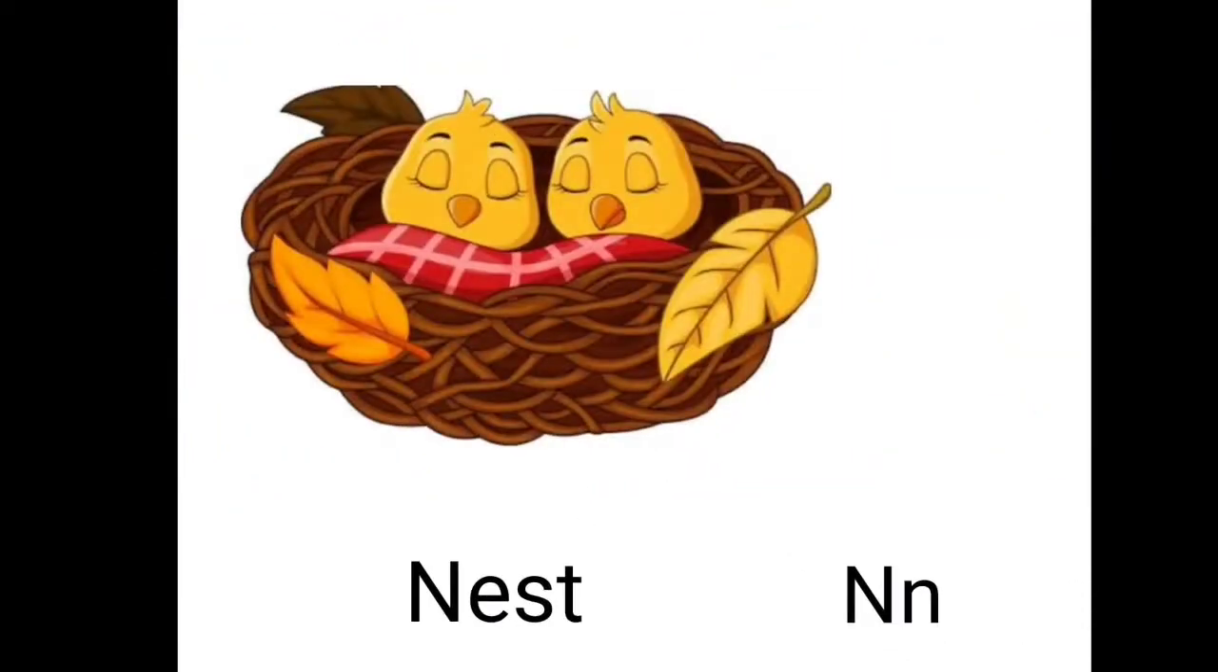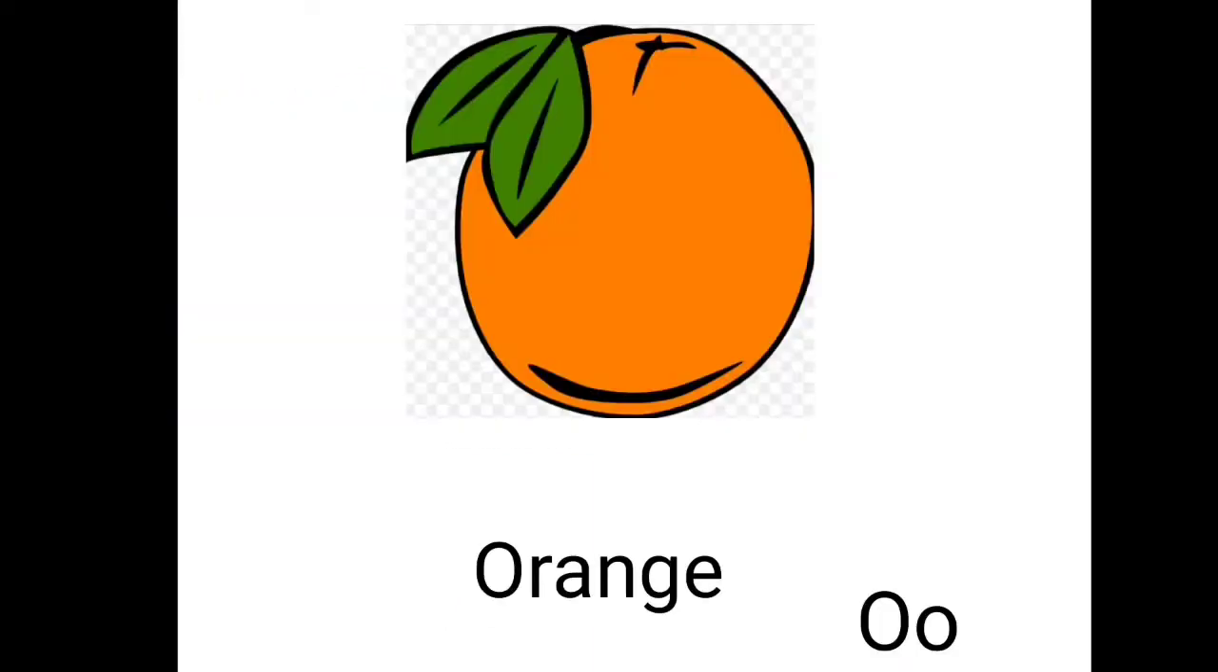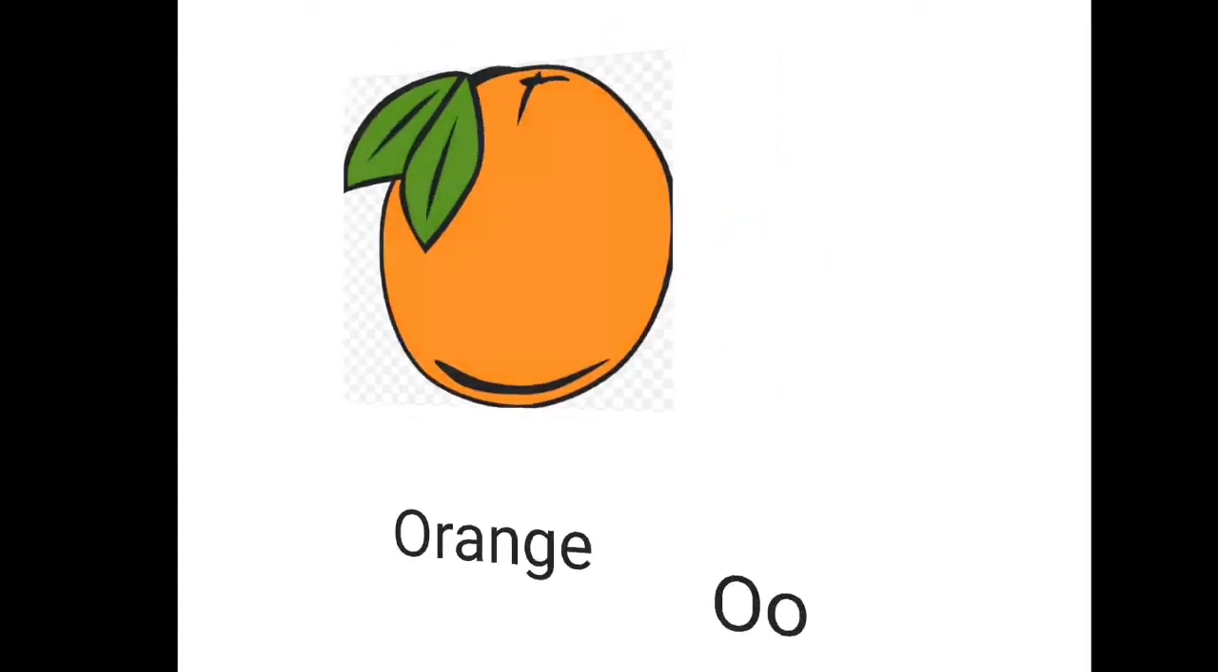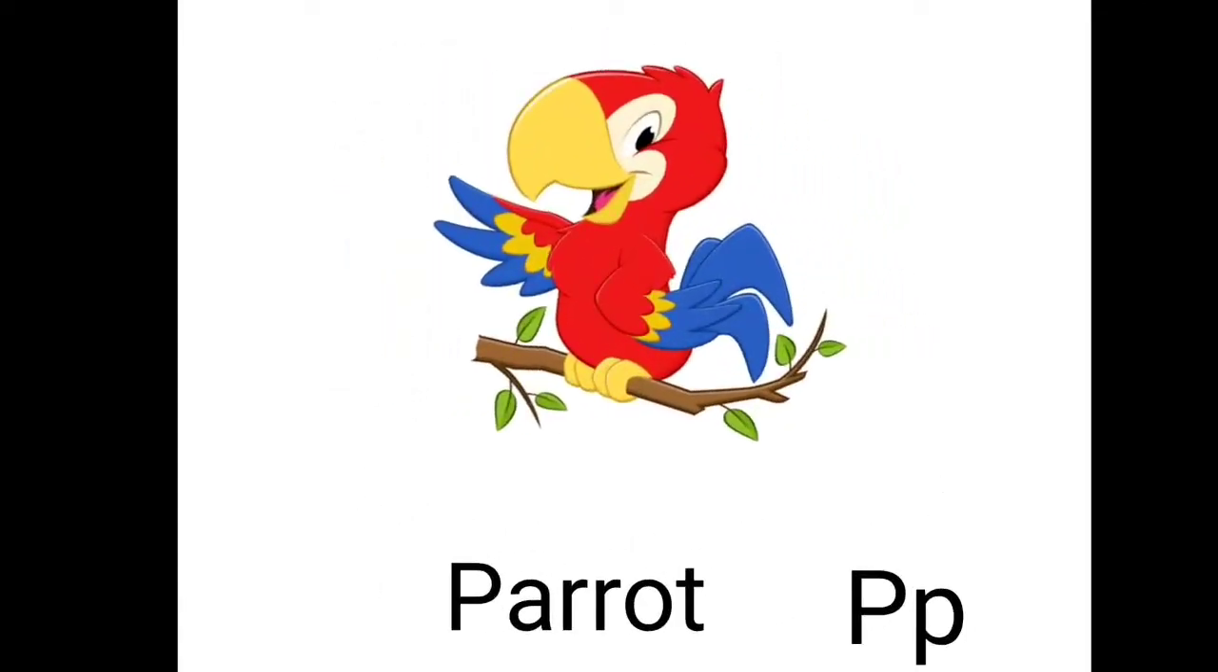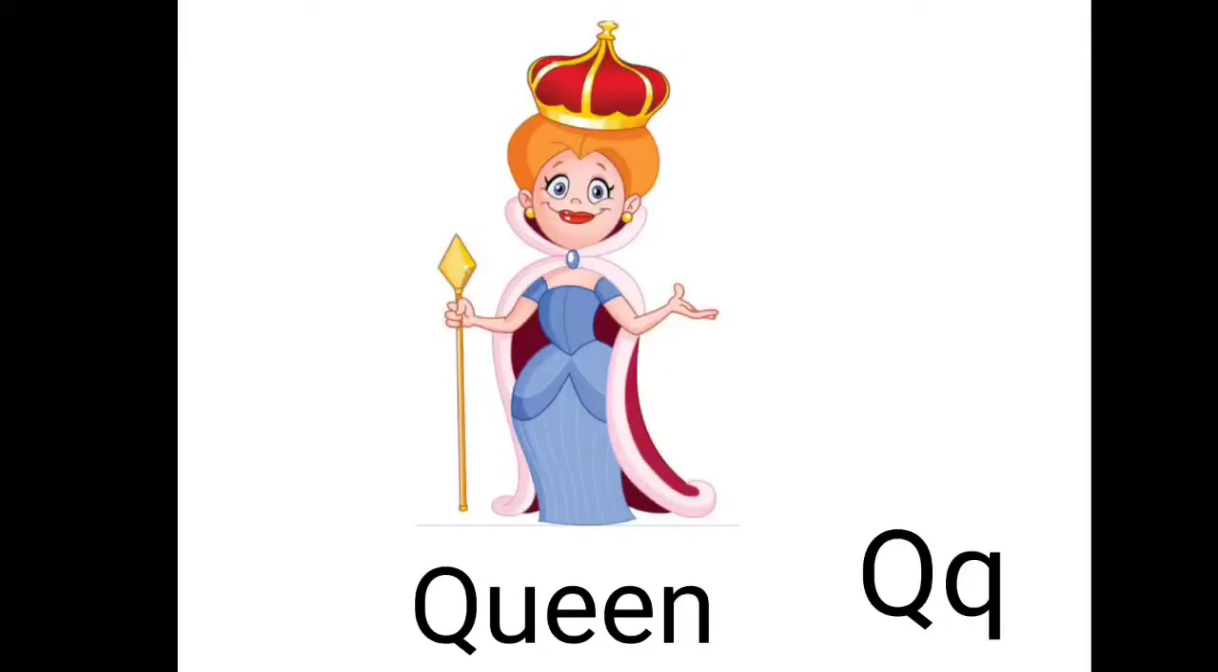N for nest. N, N, N. Nest. O for orange. O, O, O. Orange. P for parrot. P, P, P. Parrot. Q for queen. Q, Q, Q. Queen.